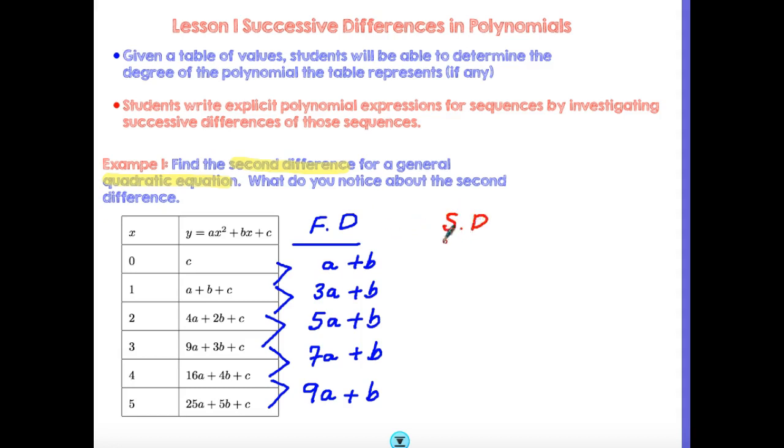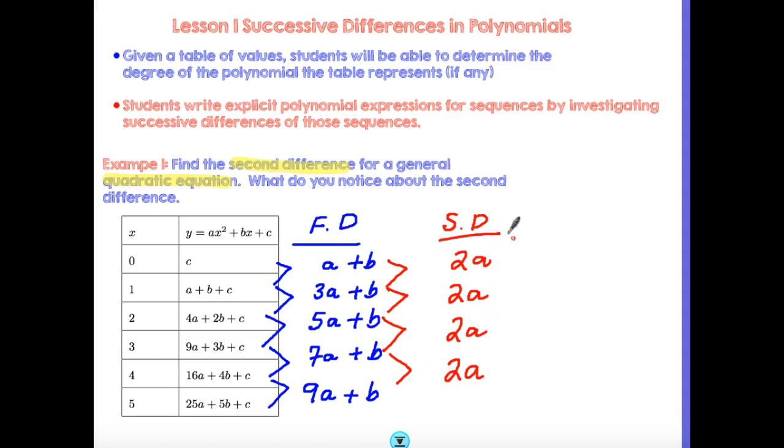The second difference, if it's constant, means it's a quadratic, or a degree 2 polynomial. So now we subtract: 9a minus 7a is 2a, and the b's cancel. 7a minus 5a is 2a, and b minus b is 0. 5a minus 3a is 2a. And 3a minus a is 2a. The b's cancel. Notice that number is the same, 2a. So 2a is the second difference.